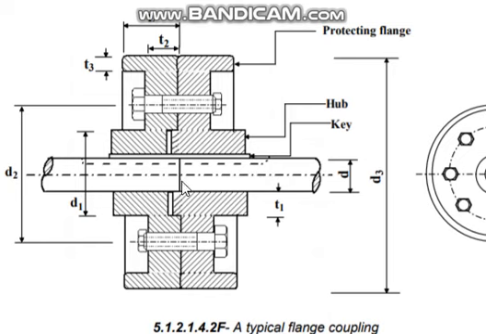Sometimes this is a question they ask in interviews and other things: why these two keys are not in the same plane, why they are staggered at 90 degrees. Okay, like that they may ask you some question. Here this type of coupling is a protected type. You are seeing the protected flange. Had it been straight like this, it would be an ordinary flange coupling. Okay.